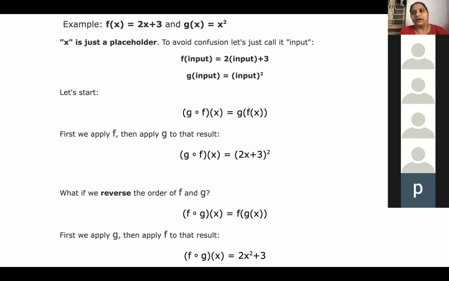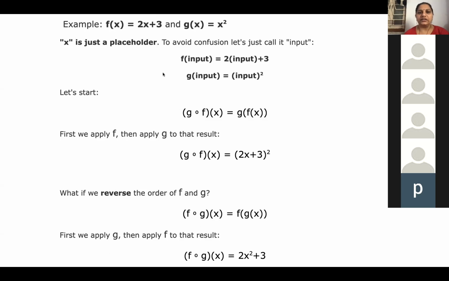Instead of x, we have written here input. So f of input, what is it? 2 into input plus 3. And what will g of input be? Input square. Now g composite f of x is equal to g of f of x. It will be there.